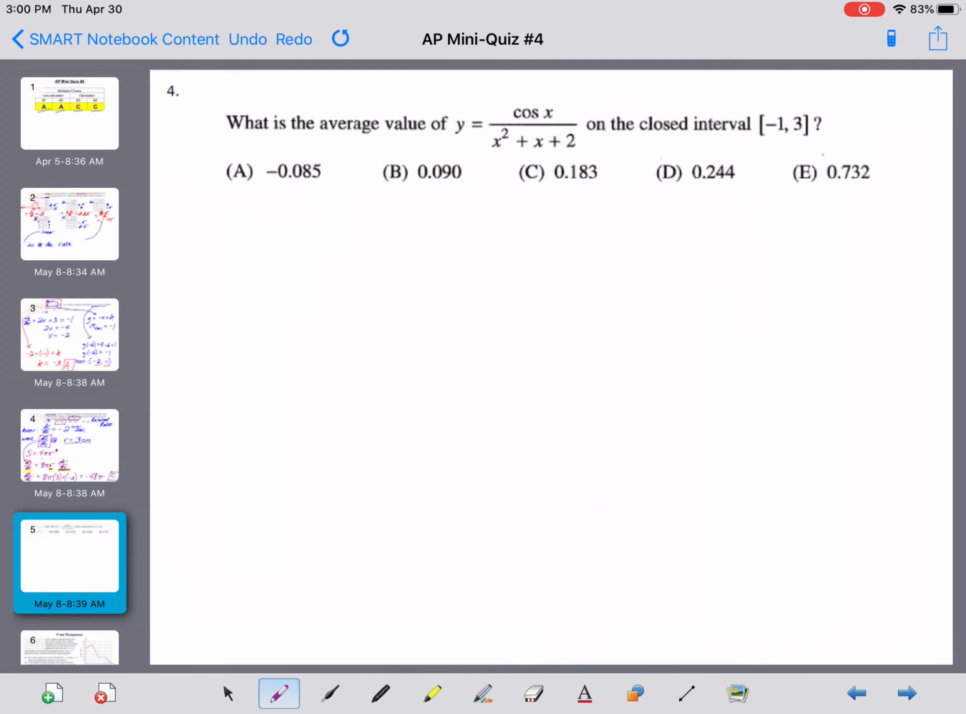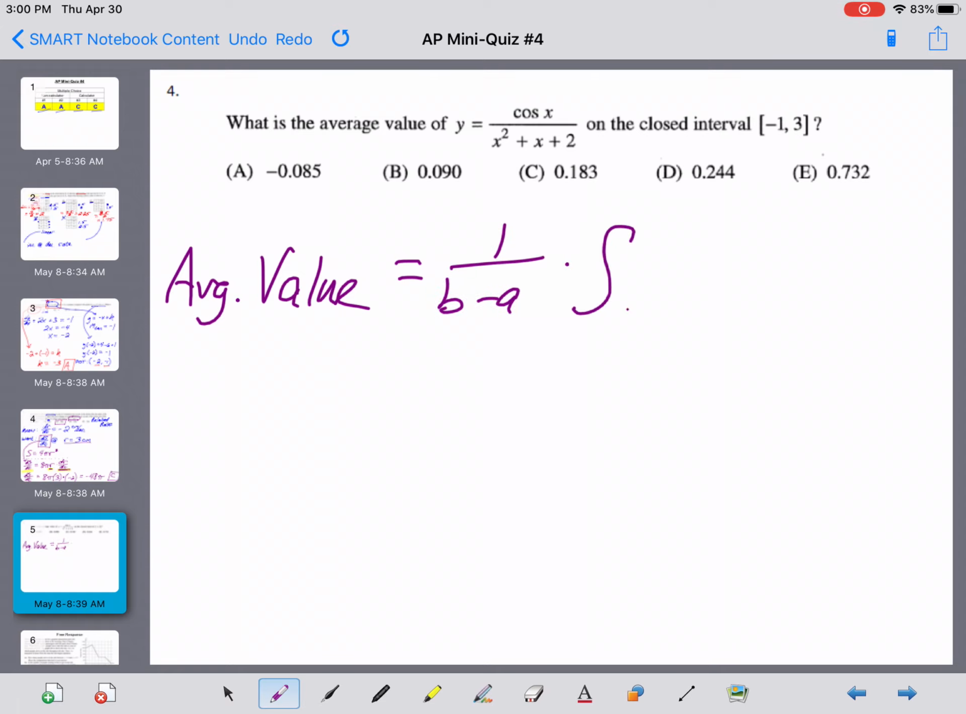Okay, final multiple choice question here. They want an average value of a function on a closed interval. Whether we got this one right or not probably depended on whether or not we remembered the formula for average value. And it's a pretty straightforward formula, okay? Average value of a function is given by 1 over b minus a multiplied by the definite integral from a to b of whatever function it is that you're dealing with.